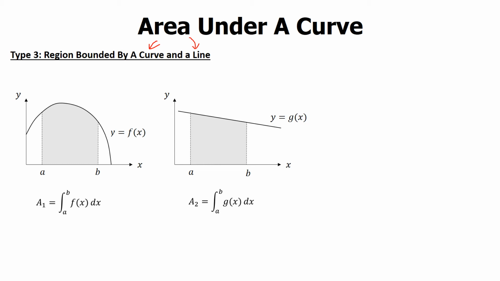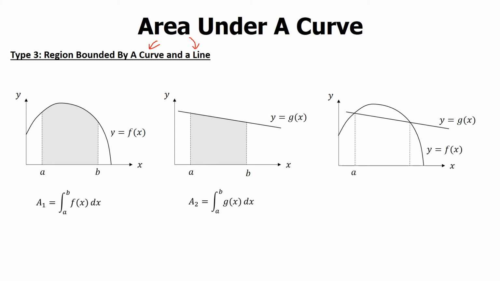Now, if I combine these two graphs together, this is how it looks like. This is the curve with the equation y equals f(x). This is a straight line with the equation y equals g(x). This is the lower limit a, and this is the upper limit b. I want to find the area of this shaded region. So the area of this shaded region will be A equals A1 minus A2, which is the integration from a to b of f(x) dx minus the integration from a to b of g(x) dx.